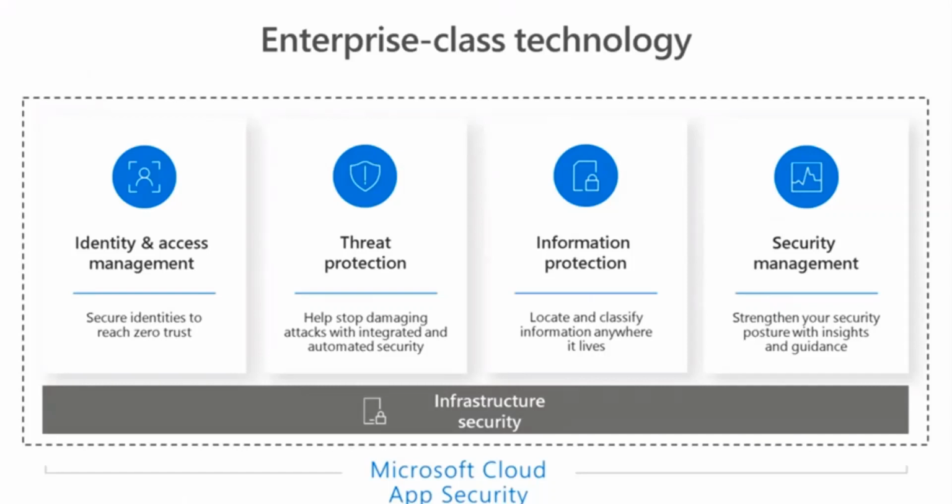It does this through identity and access management, with zero identities to reach a zero trust framework. It has the threat protection and intelligence to help stop damaging attacks with integrated and automated security. It provides information protection by being able to locate where the information lies and classify information in any place that it lives. And for us, that's a really big deal because of all of the compliance requirements that we have. Also providing security management for SOCs, strengthening security posture insights, and providing guidance on different threats that are identified.